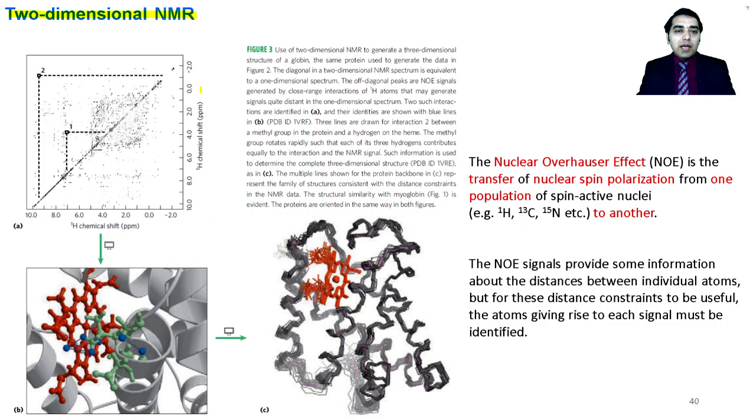In two-dimensional NMR, we draw the proton chemical shift on the y-axis and the proton chemical shift on the x-axis. We get the absorption, and we get this kind of straight line along the absorption of the two proton chemical shifts. Then all these spots are utilized in a computer-aided program and the three-dimensional structure is found. In this kind of analysis, the nuclear Overhauser effect is very important. This effect is the transfer of nuclear spin polarization of one population to another population. Because this topic is out of the scope of this chapter, we are giving only superficial information.